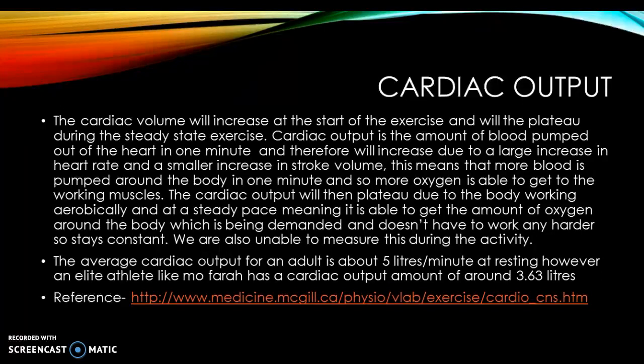The cardiac output will then plateau due to the body working aerobically and at a steady pace, meaning it is able to get the amount of oxygen around the body which is being demanded and doesn't have to work any harder, so stays constant. We are also unable to measure this during the activity. The average cardiac output for an adult is about 5 litres per minute at resting. However, an elite athlete like Mo Farah has a cardiac output amount of around 3.63 litres per minute. The reference for this was Medicine McGill.